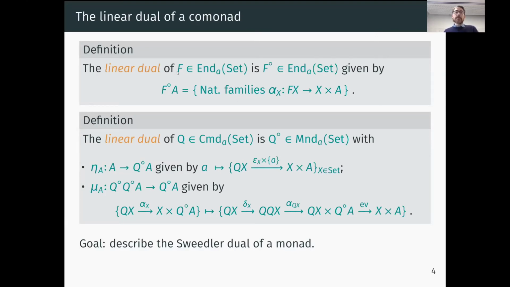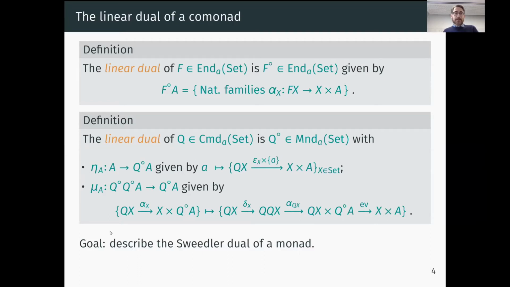So if I just start with an endofunctor F, then its linear dual is F ring, where F ring of A is the set of all natural transformations alpha from F into blank times A. Okay? So that's just a definition you can make.